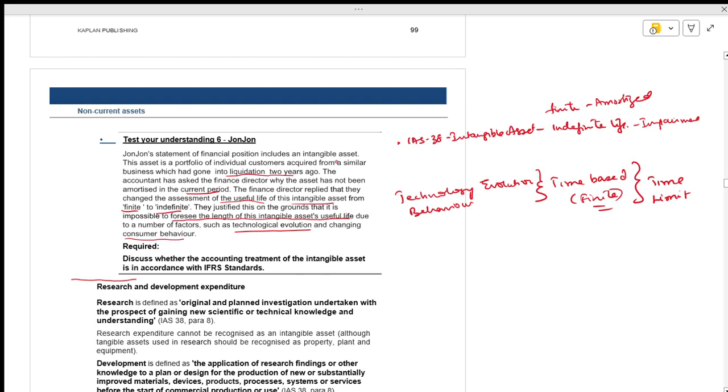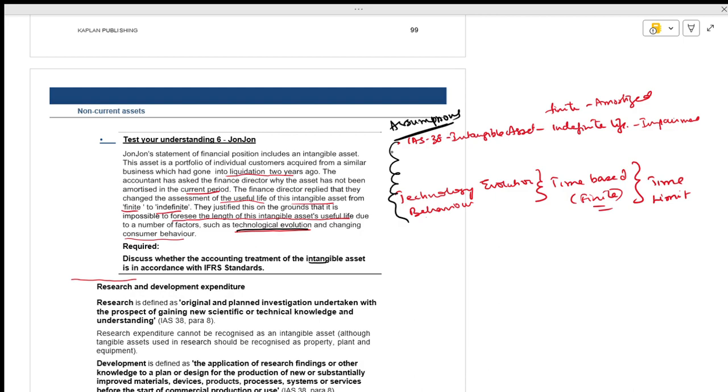This is where the difference between F7 financial reporting and strategic SBR lies. In financial reporting they will never ask this. In SBR they will ask your judgments, based on your assumptions. You have to give justification why we have to take it as finite, why we should not take it as indefinite, because of technological evolution, changing customer behavior, and it is talking about the individual customers.